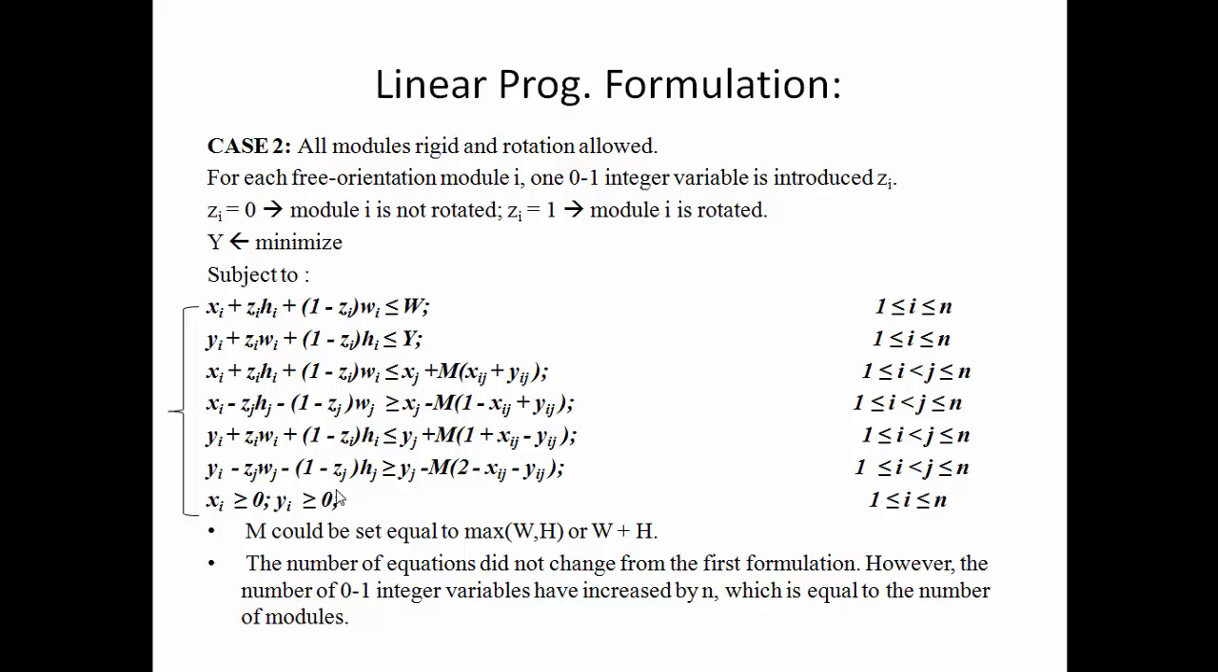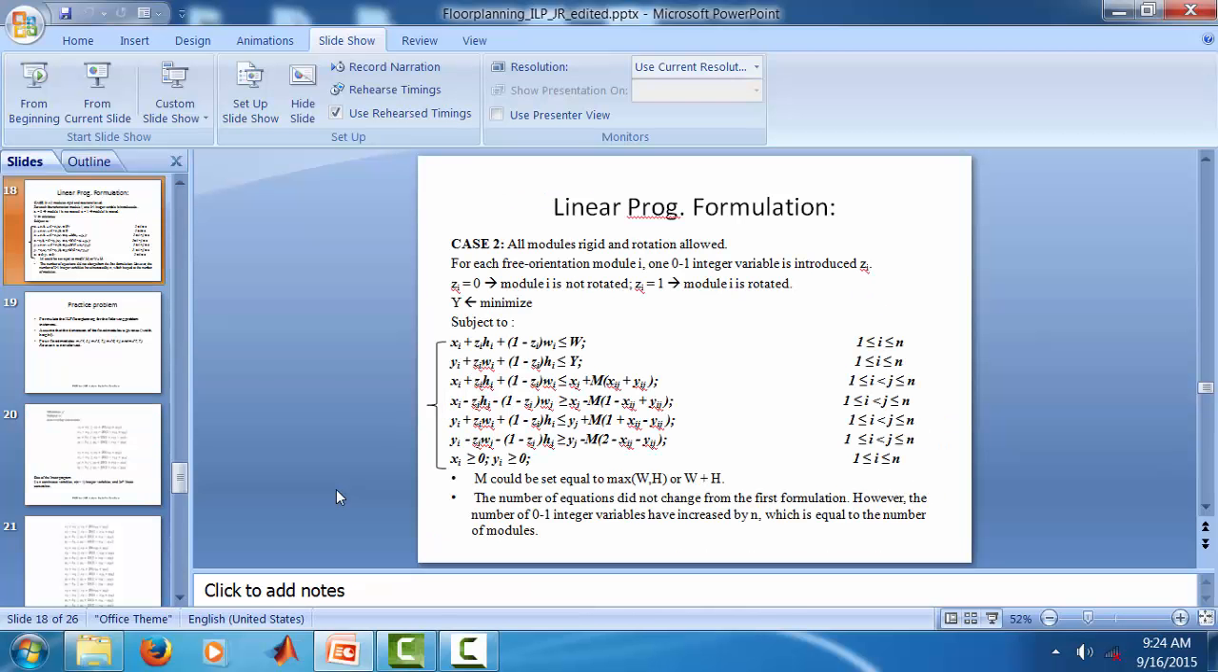So by incorporating this freedom, the number of equations actually did not change. Only the number of integer variables, the binary variables associated, has increased by n, the number of modules, because for each module we are associating another variable with that.